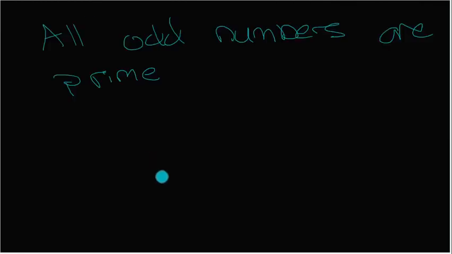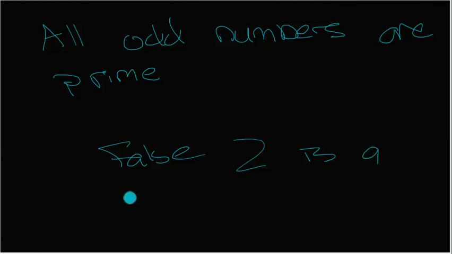Next, we're going to focus on just regular reasoning. So, we're going to give a counterexample to show how these next examples are false. So this example says all odd numbers are prime. Now this is false because 2 is a prime number.